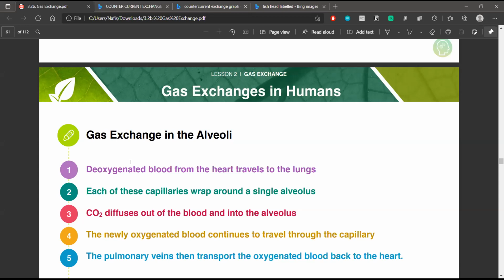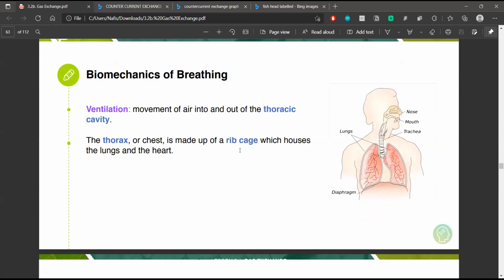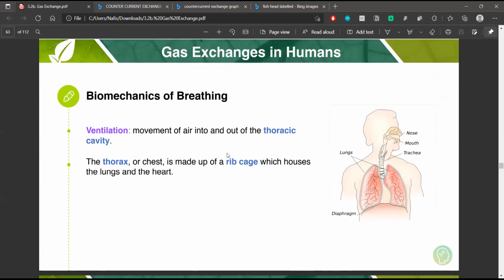Anything else? Okay, cool. We'll move on. Those were pretty much all the other ones. You could talk about surfactant. Surfactant helps prevent it from collapsing. But either way, all of those would be fine.